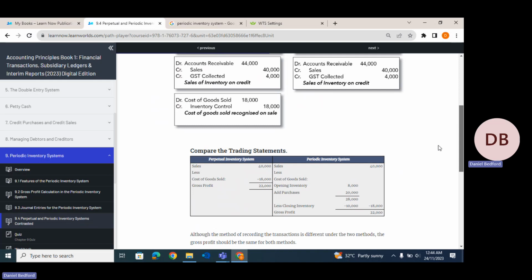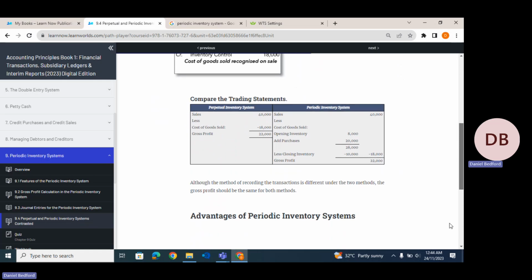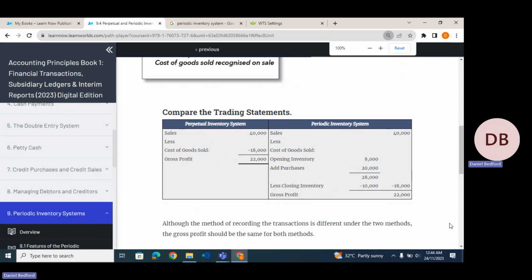Now, to give you a better example of that, let's come down to what the financial reports or financial statements will look like. And I'll zoom in. There we go. So if we're talking about the perpetual system, and let's say this was for the month, we've got our sales, less the cost of goods sold, and that will give us our gross profit. We don't need to do any calculations because we've done it every single sale and purchase. So we always know what our cost of goods and inventory is.